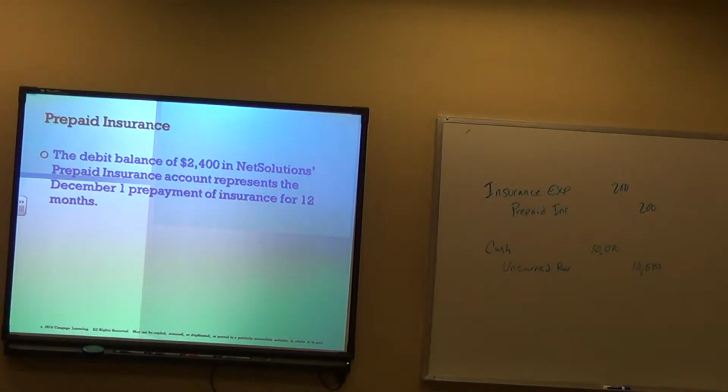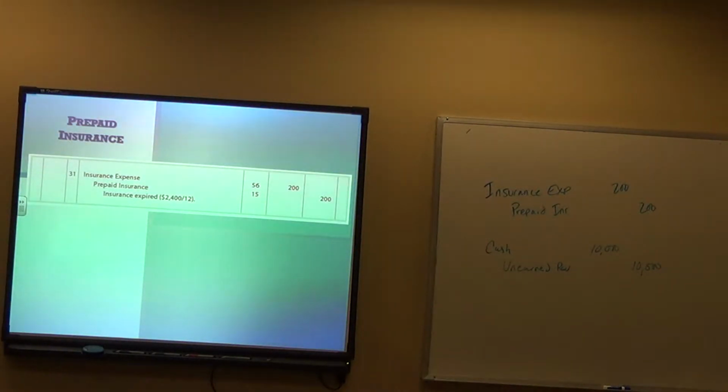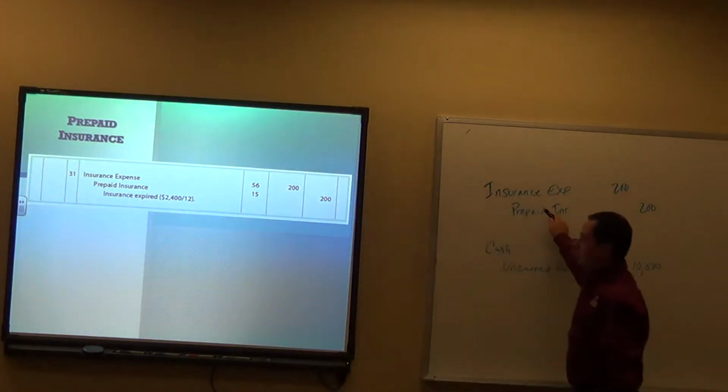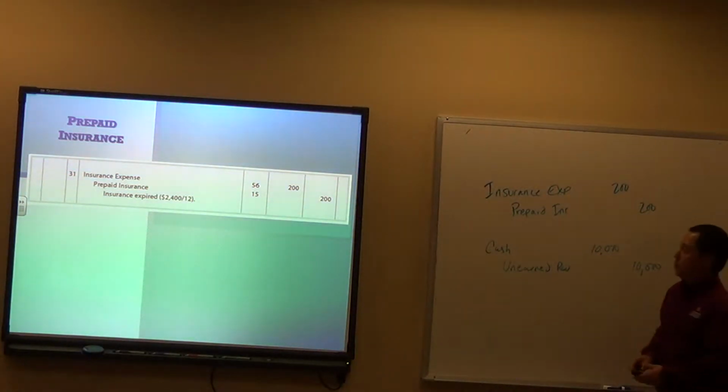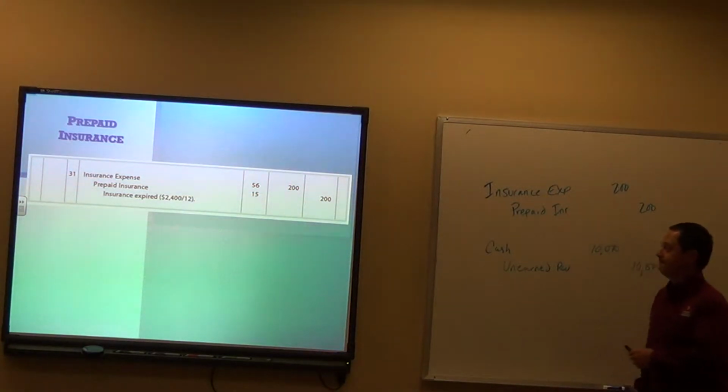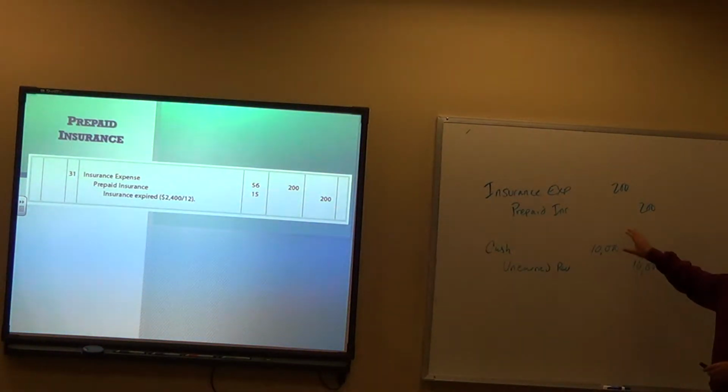Okay, so let's take a look at prepaid insurance here. Actually, they used the example that I used earlier. So we have $2,400 in that prepaid insurance account, which represents the December 1st prepayment of 12 months. So we're going to use 1/12 of that, so $200 and $200. Questions on that one since I already kind of went over it?